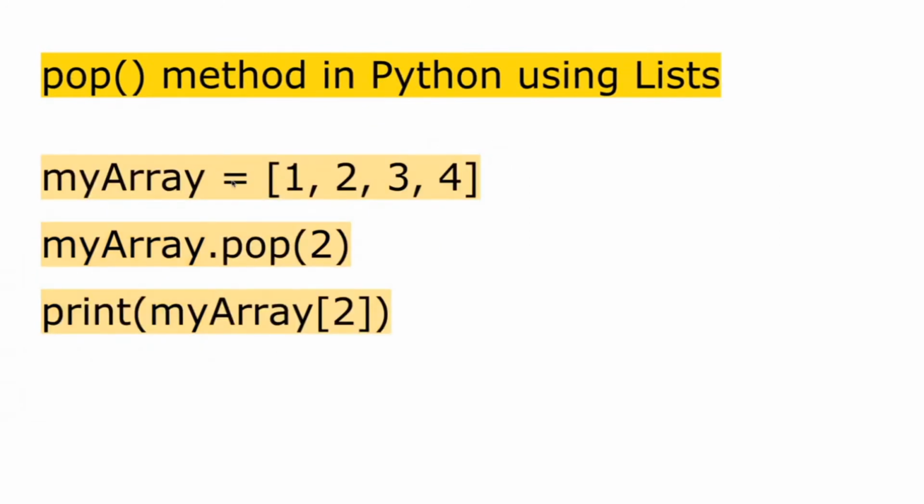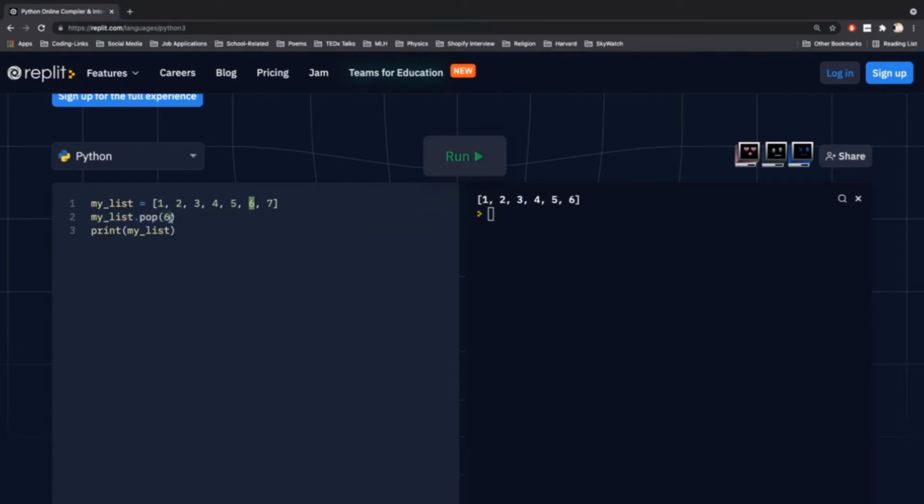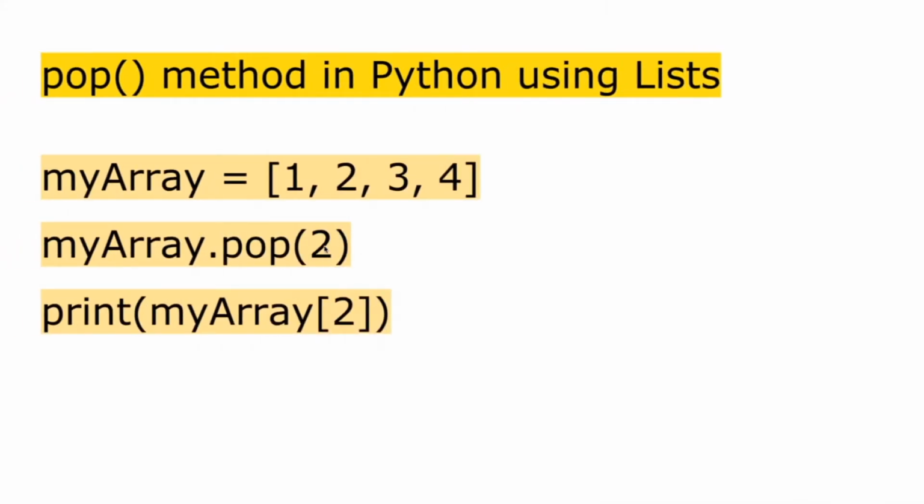Okay. Pop method using lists. This is another example: 1, 2, 3, 4. We're popping the second index, 0, 1, 2. It should pop out 3. Now, when we print out my array. Oh, that's great. Okay. In this example, we popped out the second index. This one, 3.